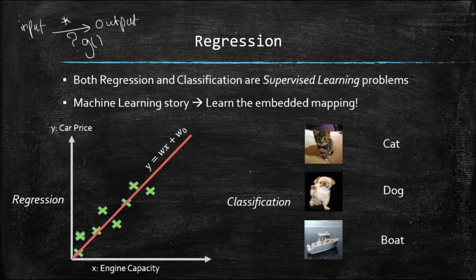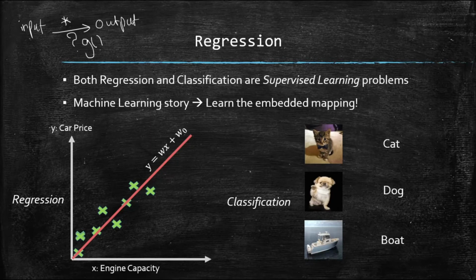For both of these cases, what we have is loads and loads of examples, loads and loads of training data, where we have the input and the actual output for that input. So these green crosses on the diagram on the left. We have the engine capacities in our training data, and we have the corresponding true car price for each one of them, right? And for classification, we have loads of images, and for each one of them, we know whether it belongs to the cat, dog, or boat class. And we'll learn that mapping.